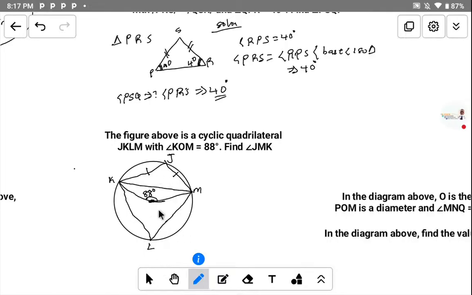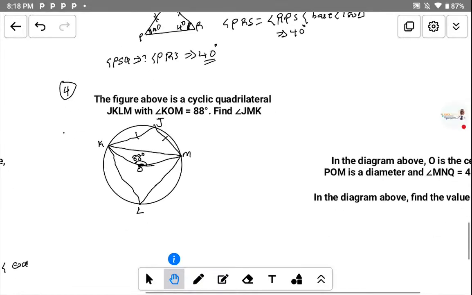Now this is the question. This is the point O. This is J, this is M, this is K, this is L. If you look at this question, this will be question 4. Let's study this question very well.